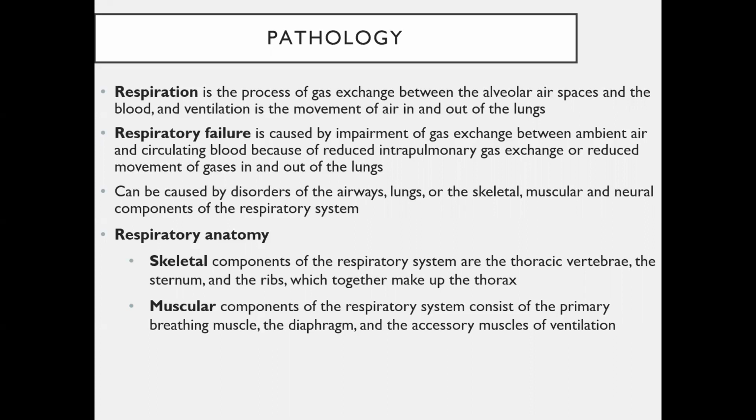The respiratory system anatomy itself. The skeletal system that works with respiratory is primarily the thoracic vertebrae, the sternum, the ribs, and everything that makes up the thorax. Muscular components of the respiratory system: primary breathing is the diaphragm, and then all of your accessory muscles such as your pecs, your intercostals, your upper traps, everything like that.